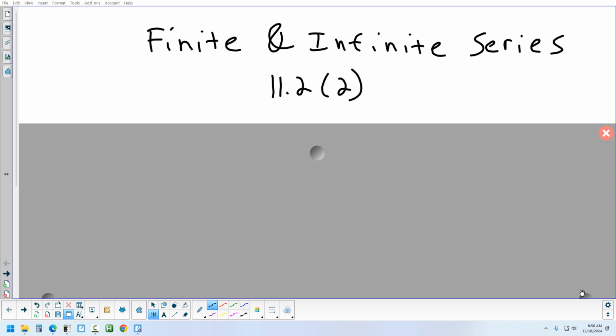All right, so we're going to look at the last part of 11.2, which is on an infinite series. So now the idea is, how can you add up infinitely many numbers and actually get an answer? Well, you can only do that sometimes. Depends on the kind of numbers you're adding. Okay.